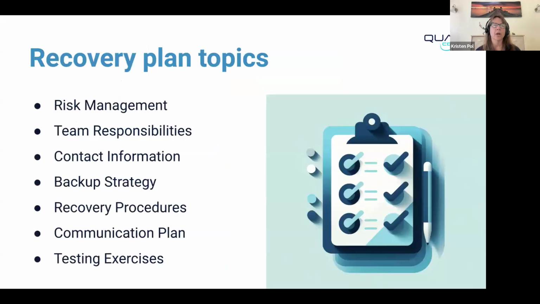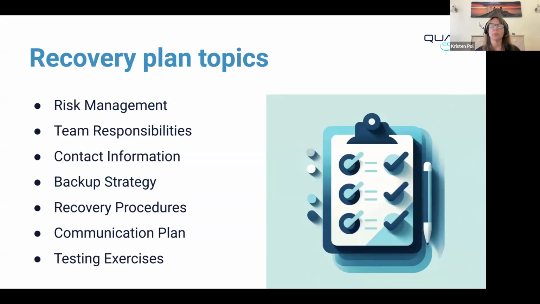So there's various topics, and I do have a resources section at the end. It links off to some recovery plan articles. But like we talked about: risk management, roles and responsibilities, the contact information is super important. Like, who am I contacting for all of these different systems? What backup strategy? Where are your backups? How often are they backed up? How do you access those? And all of your step-by-step procedures.